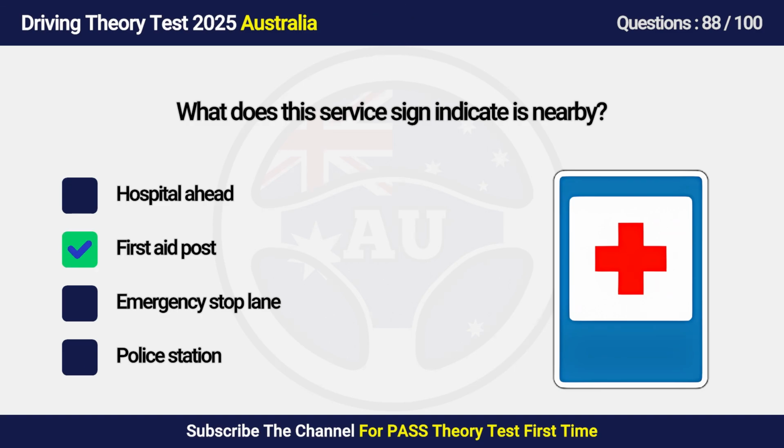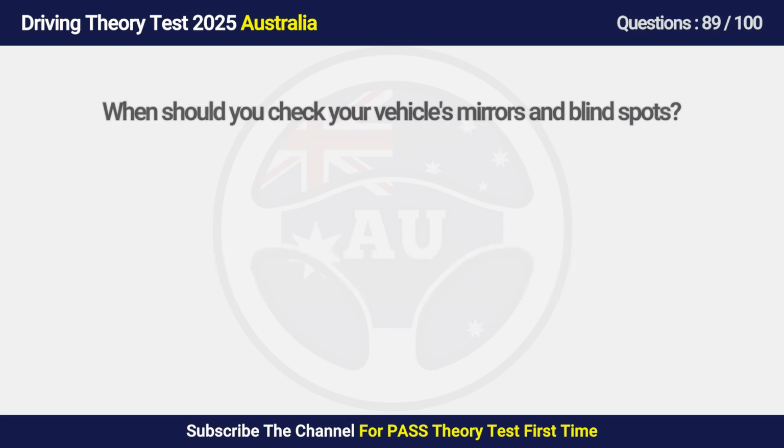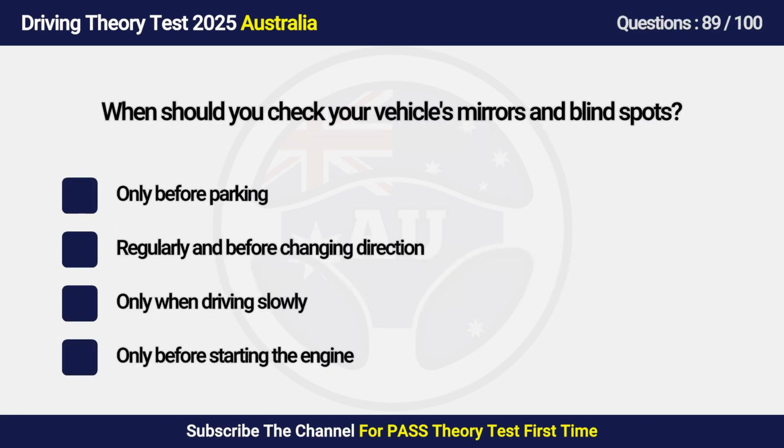Answer is B. First aid post. This service sign indicates the location of a first aid post, where medical assistance can be obtained in case of an emergency. Question 89. When should you check your vehicle's mirrors and blind spots?